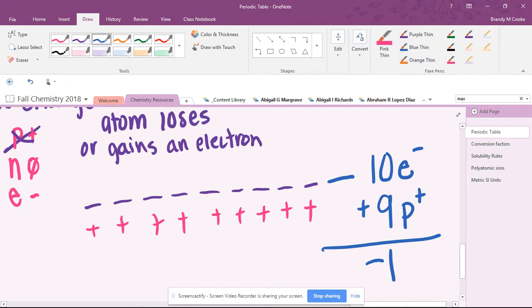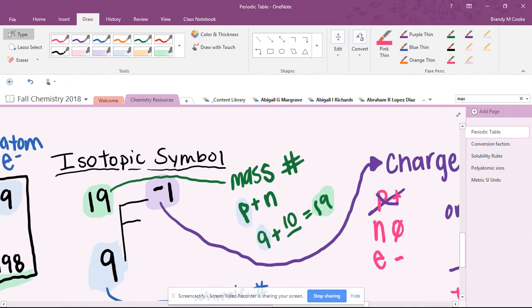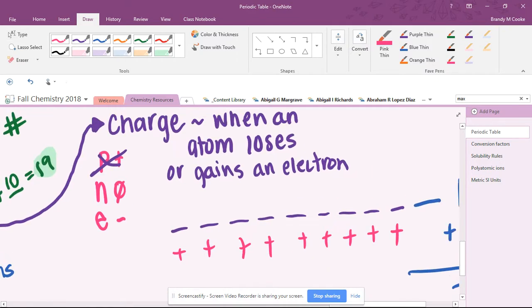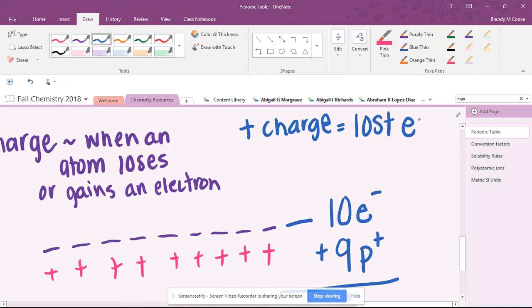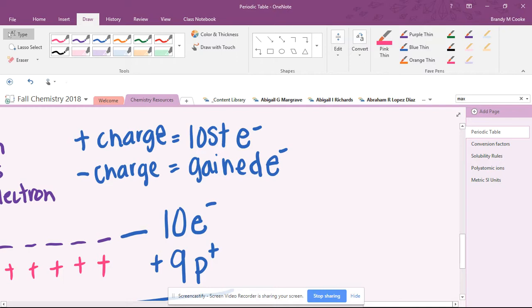You have to remember that electrons are negative. So if I have a negative charge, I gained electrons. If I have a positive charge, I lost electrons. So let's add that to our definition up here. So a positive charge means we lost electrons, and a negative charge means we gained electrons. Let me space that out a little bit.